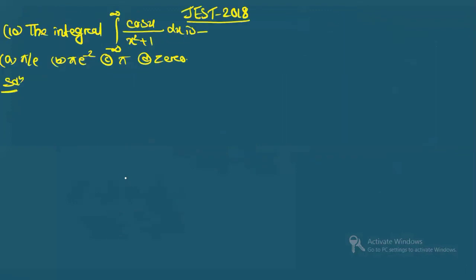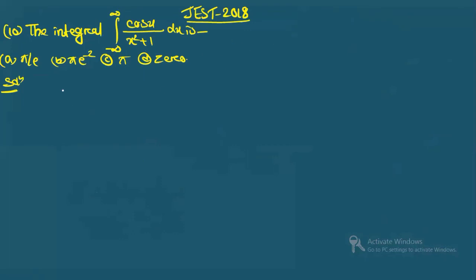All right. Now let's see this question. Question number 10. This question is from JAM 2018. So what is given to you here? Here it is said the integration from minus infinity to plus infinity cos x dx is what? You have 4 options.